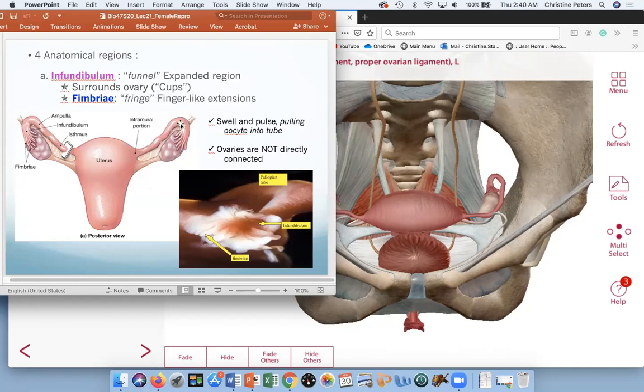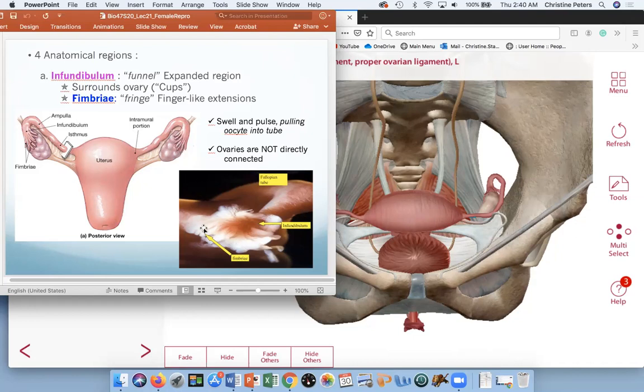So we look at the fallopian tube. Again, these are about 4 to 5 inches long. They're actually really narrow, so the inside lumen space is about the size of a pinprick. It's very tiny on the inside. But at the level of the ovary, we have this widened area, again called the infundibulum. And coming off the infundibulum are these little finger-like projections called fimbriae.